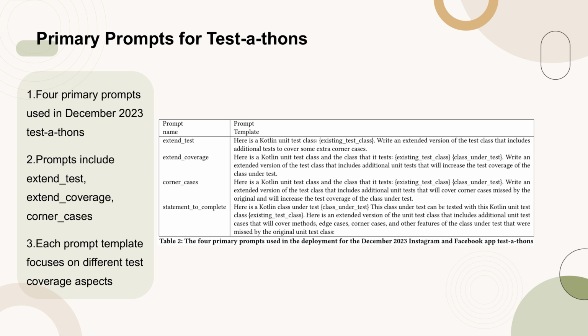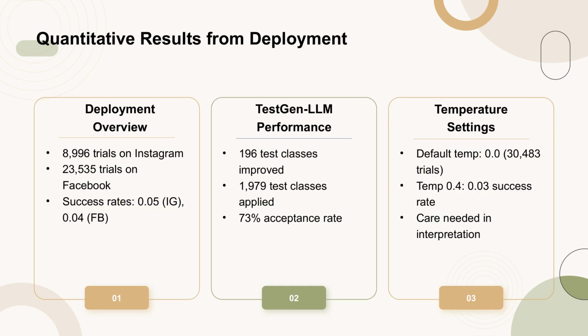Similarly, the corner_cases prompt is designed to focus on covering corner cases missed by the original tests. This table provides a clear view of the strategies employed to maximize the effectiveness of automated unit testing using large language models. The deployment involved a total of 8,996 trials on Instagram and 23,535 trials on Facebook, with success rates of 0.05 and 0.04 respectively.